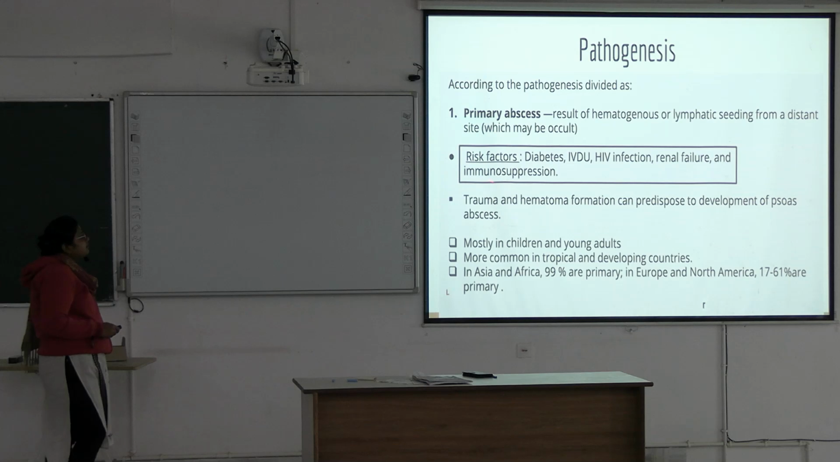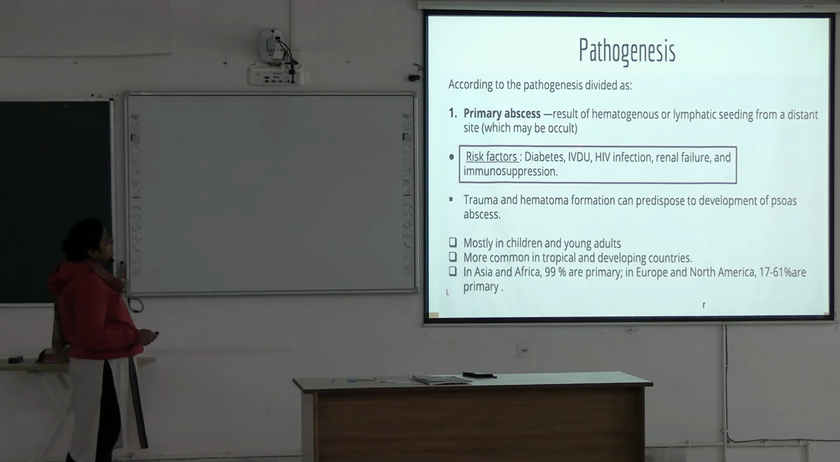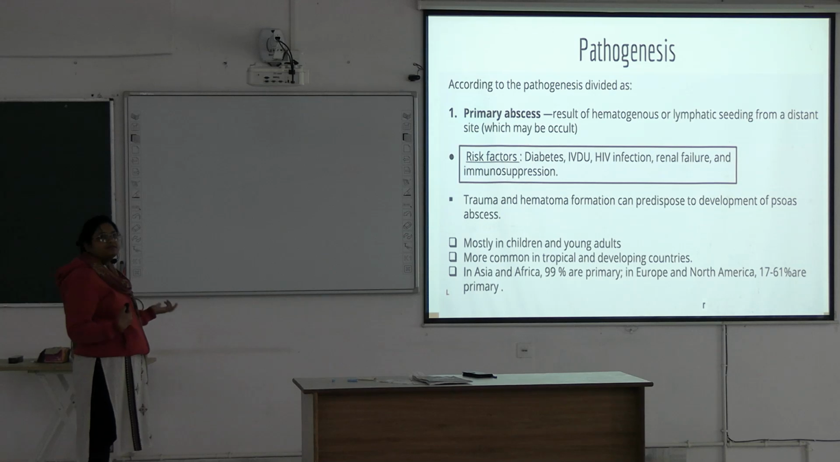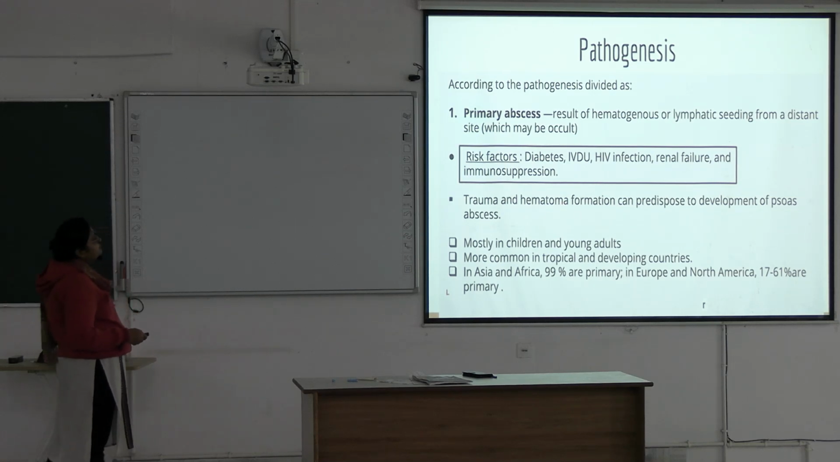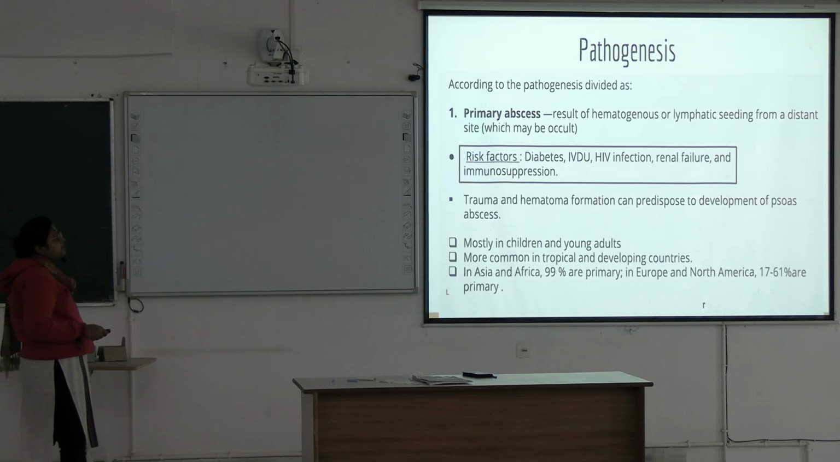Okay. What are the risk factors? Diabetes, HIV infection, renal failure, immunosuppression. These are the main causes. And intravenous drug use: in drug addicts, it can also spread through the blood. Trauma and hematoma formation can predispose to development of psoas abscess.